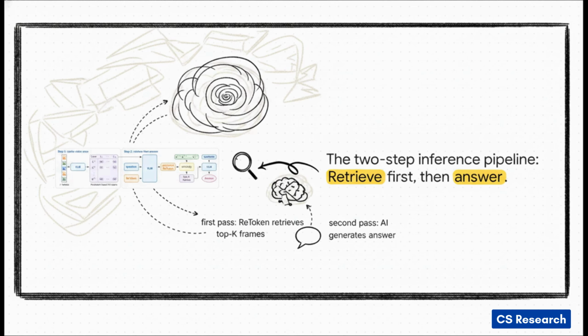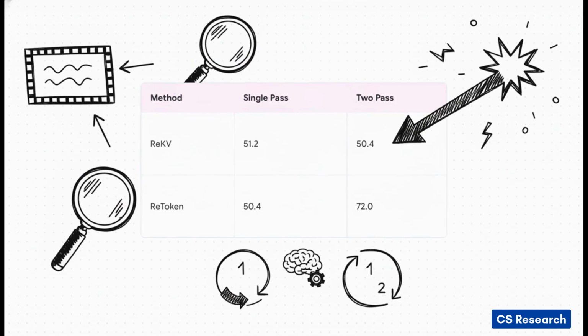Then, in a second pass, the AI generates the final answer using only that cleanly retrieved data. It's that simple: retrieve, then answer. Now, I have to stress that this two-pass system is absolutely vital to making ReToken work, and this table proves it beyond a shadow of a doubt.